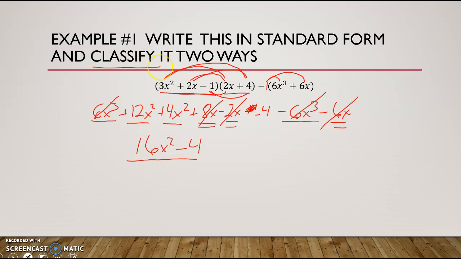And if I classify it, it is a quadratic because the degree is 2. So it's quadratic. And then it also has two terms. So I would call it a quadratic binomial.